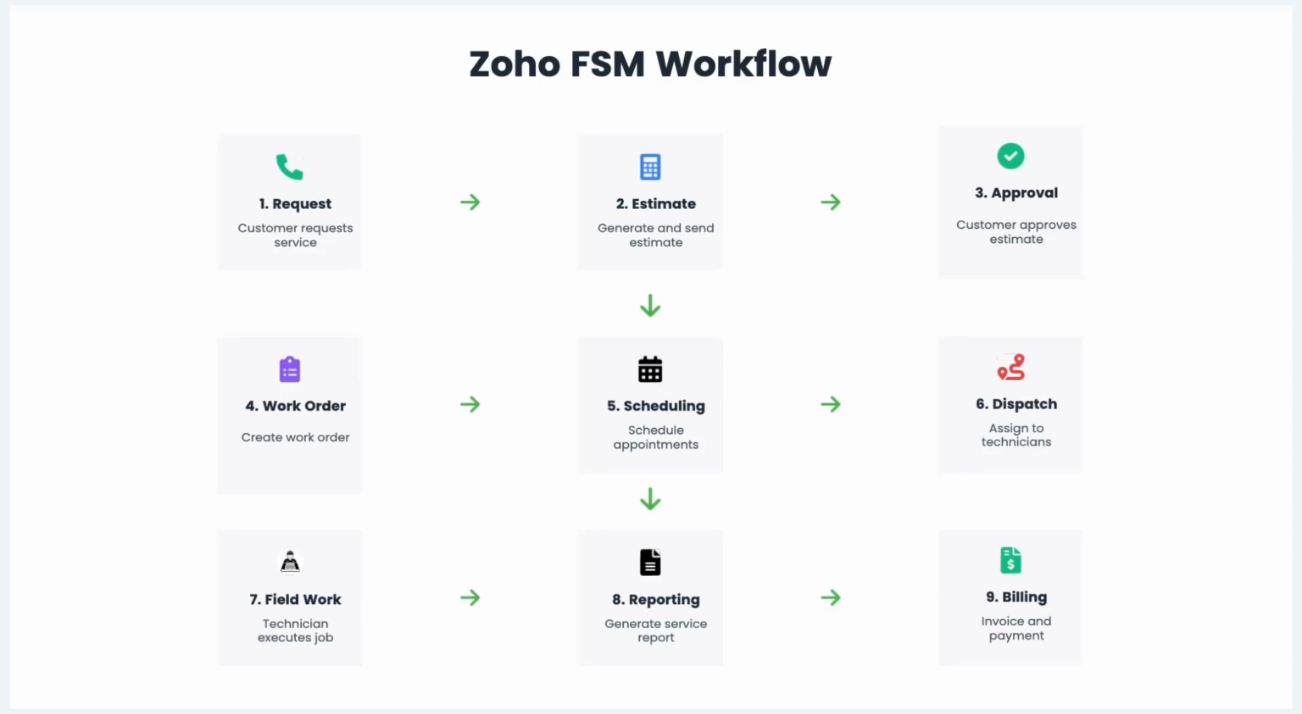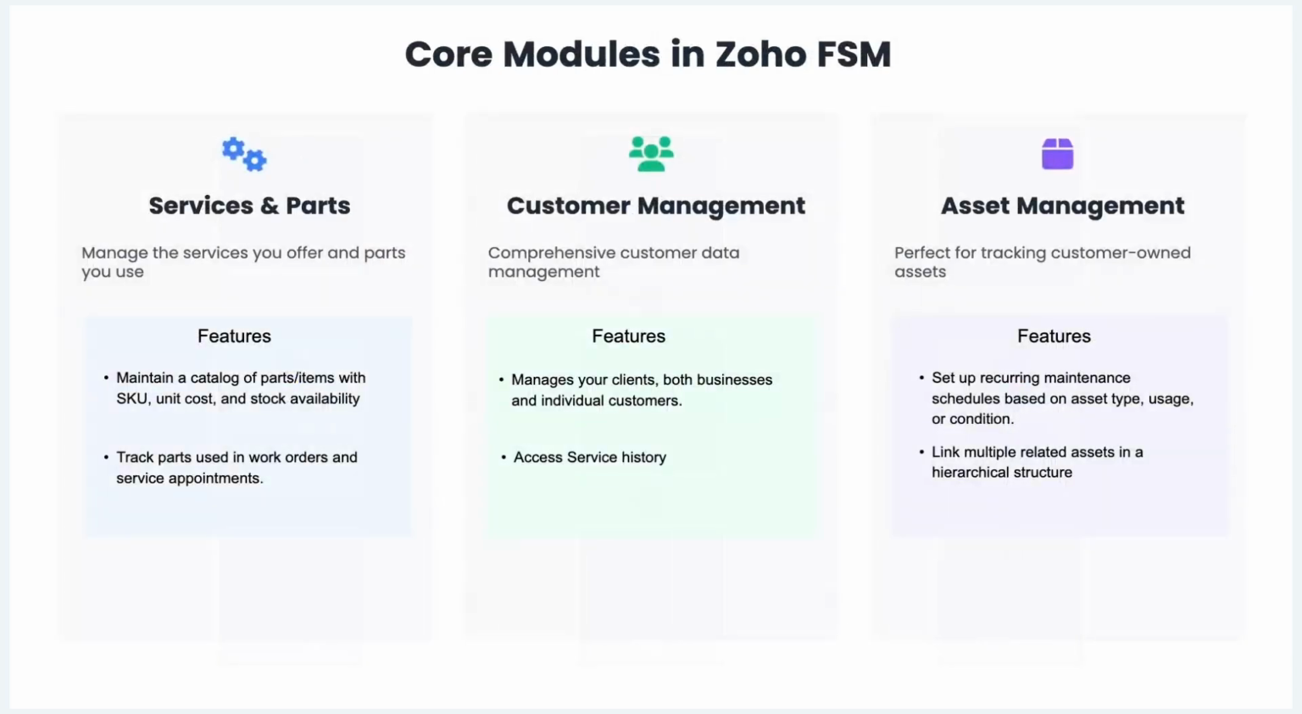And now let's look into a few core modules in FSM. So when I say core modules, these are the primary modules that I see in FSM. So the modules are service and parts, customer management, and asset management. So definitely an organization who does the service will have service and parts, right? So for those, we will be storing that service and parts in the service and parts module in FSM.